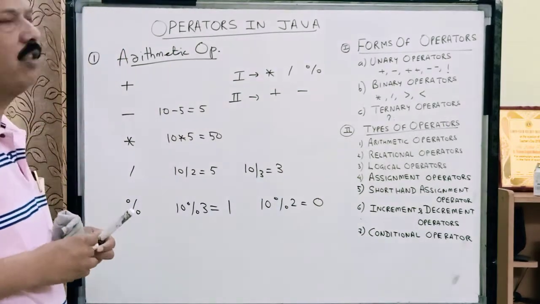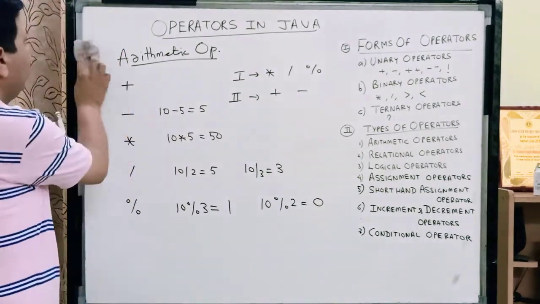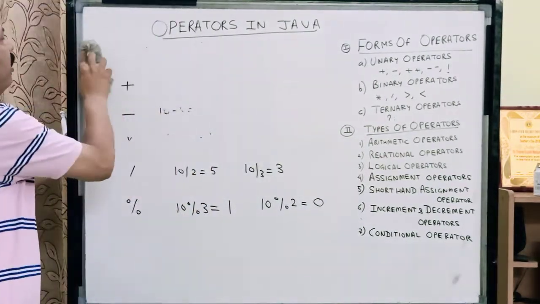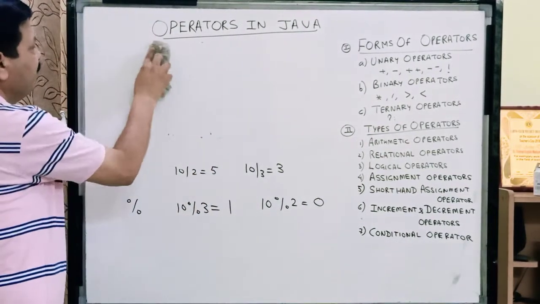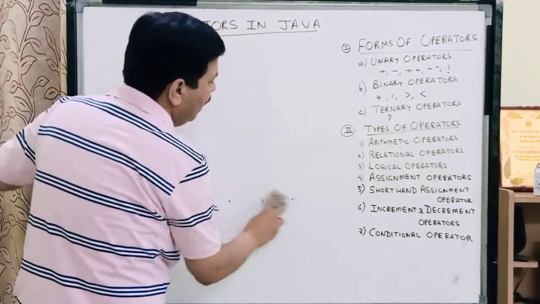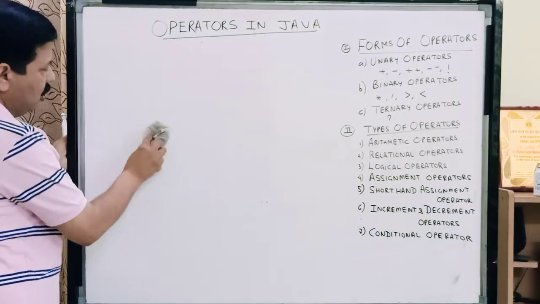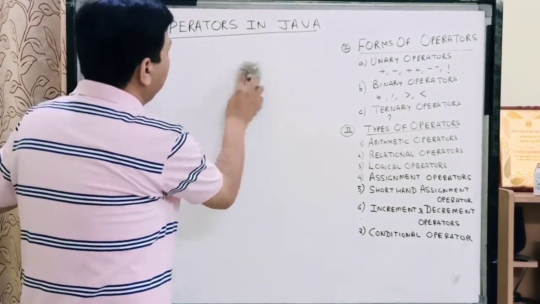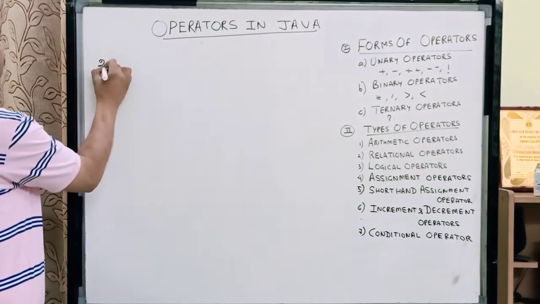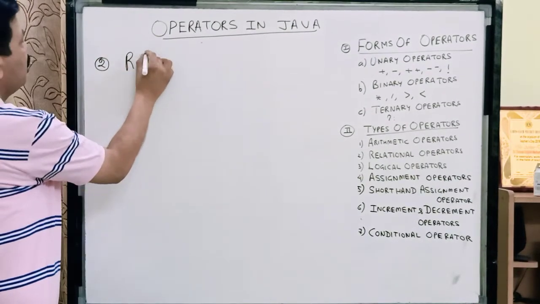This is, children, the arithmetical operator. Now children, we will go to the next operator. The next operator we are talking about is the relational operator. As the word says, relational means relation. So we are talking about the relation between two operands, since it is a binary operator.